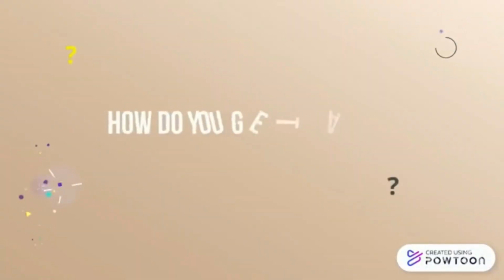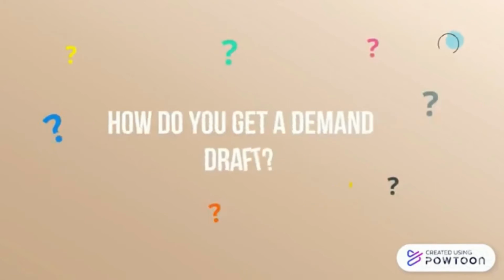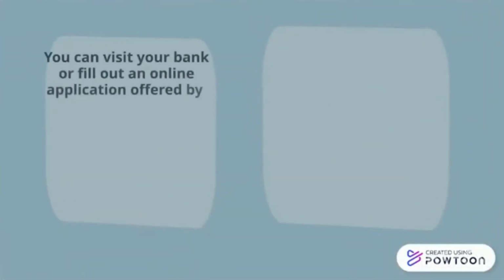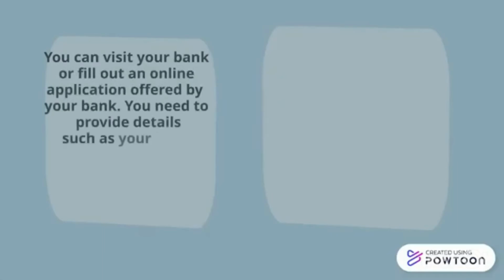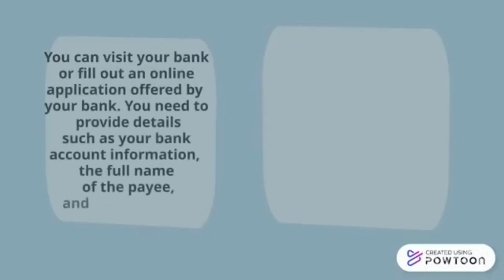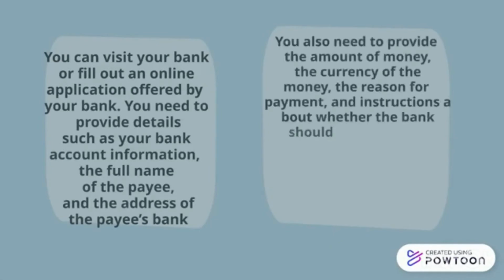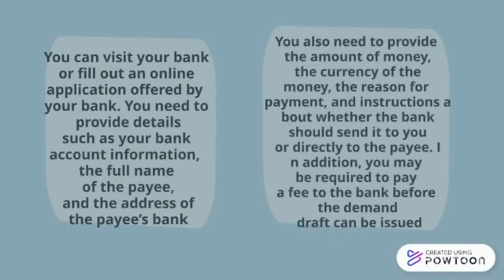How do you get a demand draft? You can visit your bank or fill out an online application offered by your bank. You need to provide details such as your bank account information, the full name of the payee, and the address of the payee's bank. You also need to provide the amount of money, the currency, the reason for payment, and instructions about whether the bank should send it to you or directly to the payee.